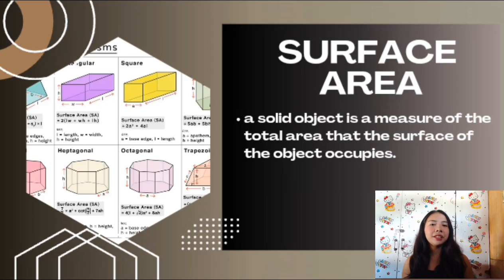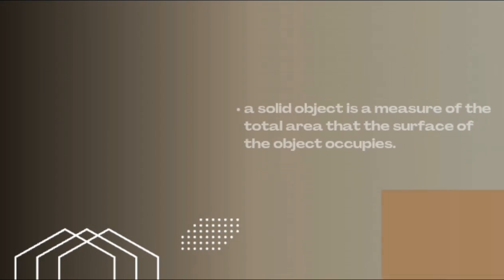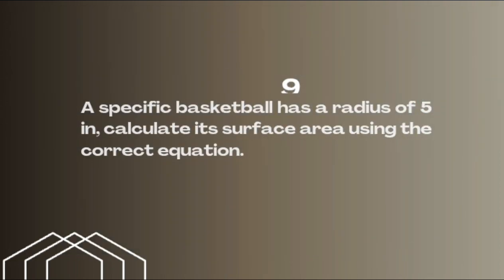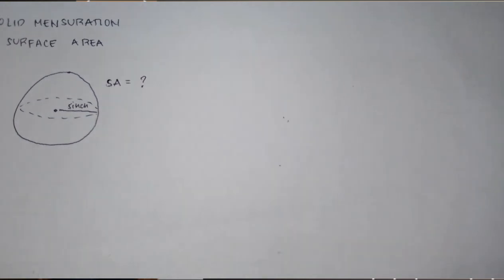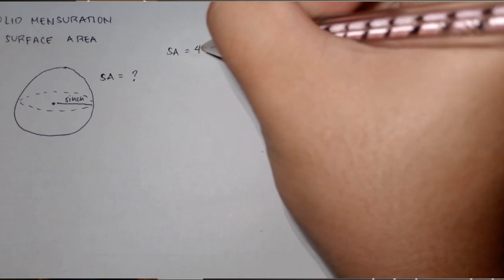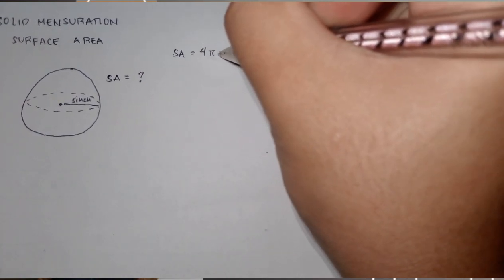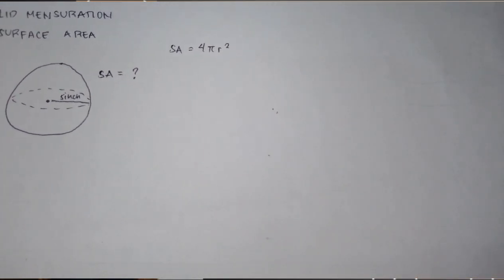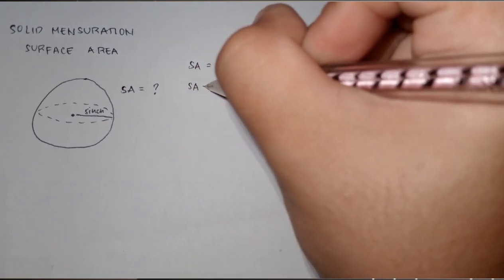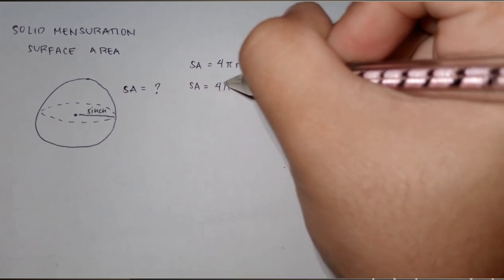Surface area. The surface area of a solid object is a measure of the total area that the surface of the object occupies. Let's take a look at problem number 9 and try to solve it. Solid mensuration, surface area. A specific basketball has a radius of 5 inches. Calculate its surface area using the correct equation. This is obviously different from our first example and simpler. First, identify what is given. Here, we have our value of radius, which is 5 inches.